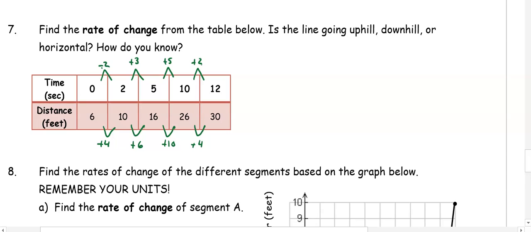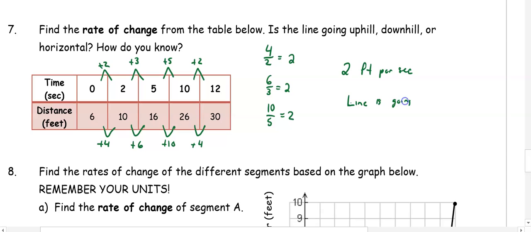If we look at our rate of change, we can do all of the different numbers. So if I have 4 over 2, that reduces to 2. 6 over 3, that reduces to 2. And 10 over 5, that reduces to 2. So because they all reduce to the same thing, our rate is going to be 2 feet per second. And because it's positive, this would mean the line is going uphill, because of the positive rate.